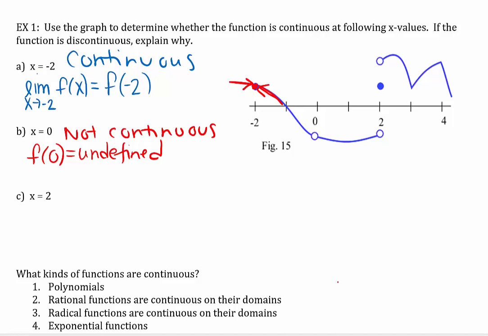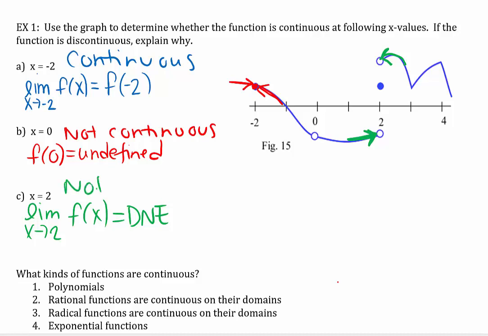Okay, finally, part C at x equals 2, the function is not continuous. It's not continuous because there's a jump in there, but how we could describe that is we could say that the two-sided limit doesn't exist. If you approach x equals 2 from the right and the left, you get something different. That's how we would describe a jump in the graph. So because that limit doesn't exist, there's no way the limit can equal the function value, and therefore it's not continuous at x equals 2.